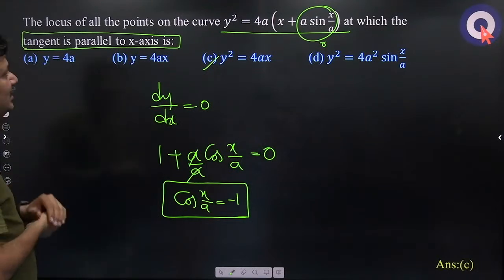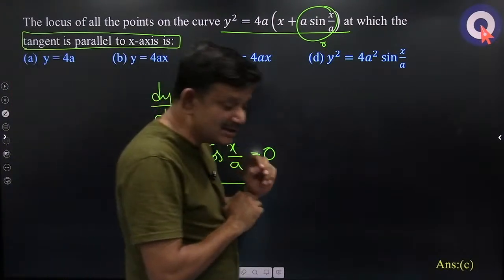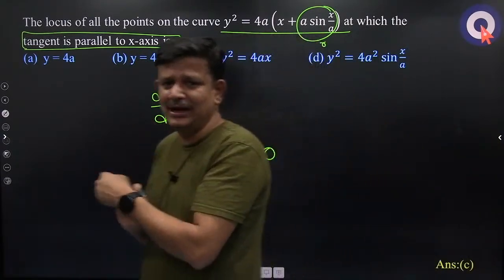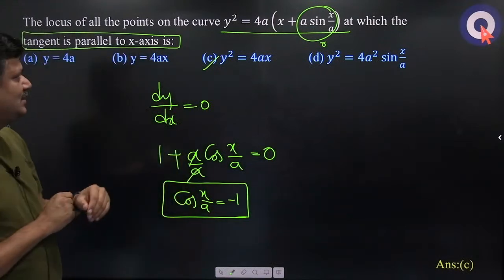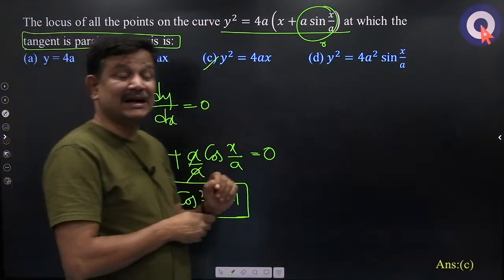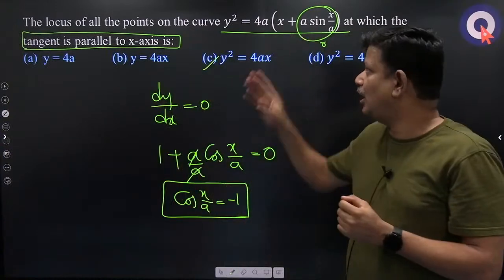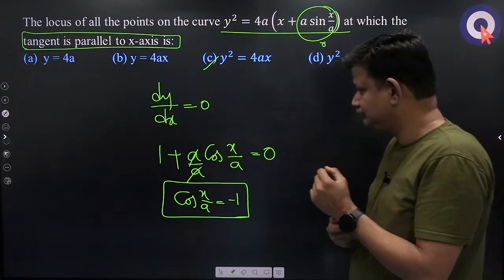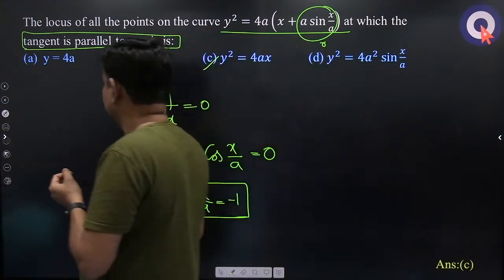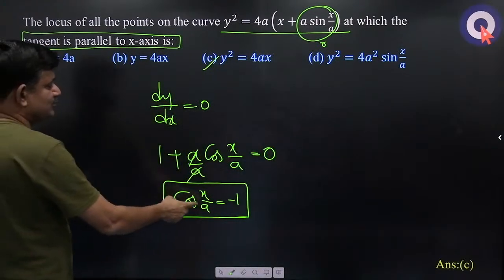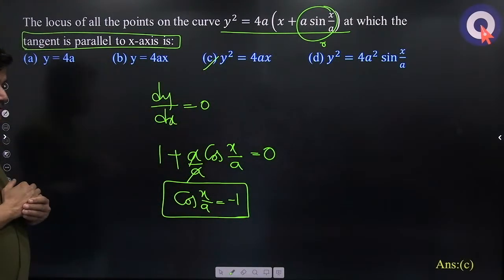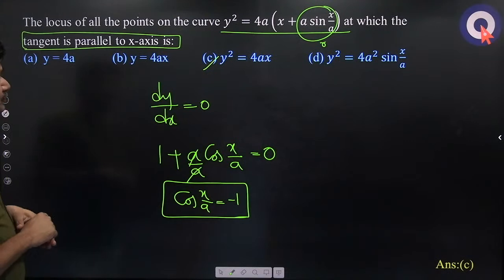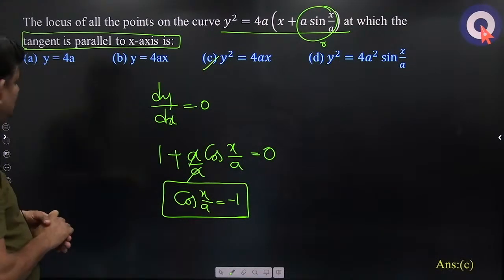Locus is not the right word; which of the following conditions is satisfied would be the right question. But where the question is given this way, I am not changing it, but you have to understand that it is the condition which the points on this curve with tangent parallel to the x-axis satisfy. Cos of x by a is minus 1, which implies sin of x by a would be 0.